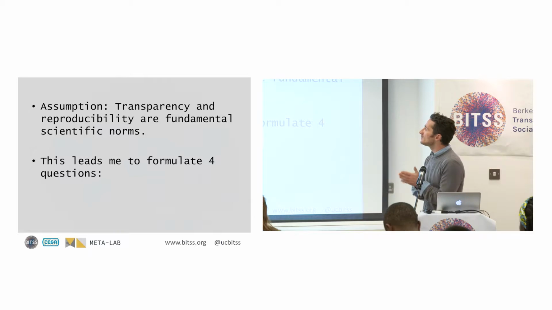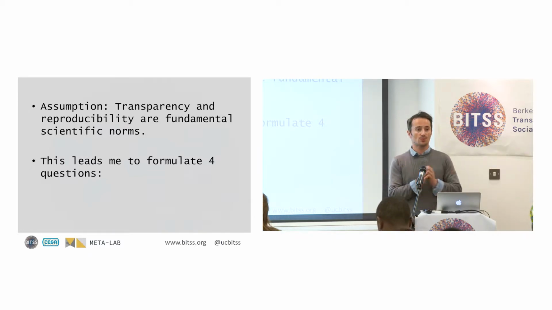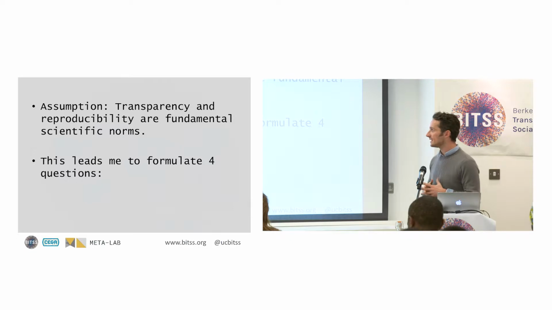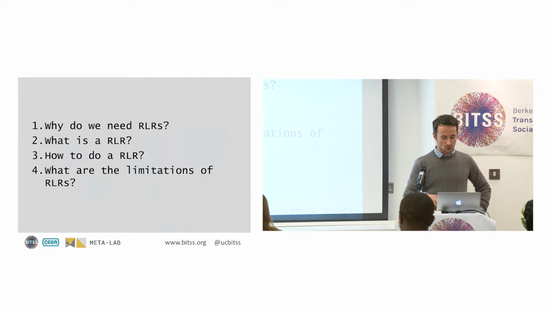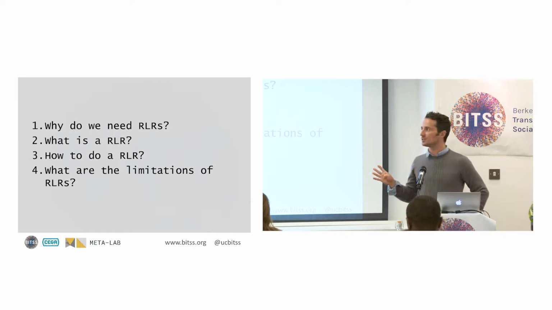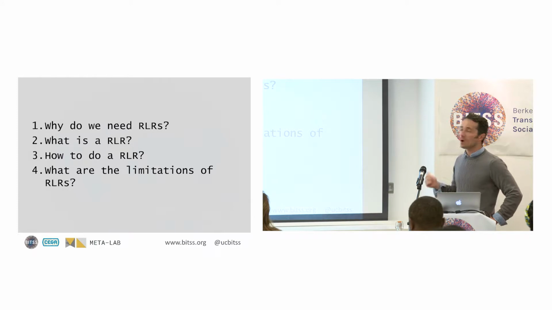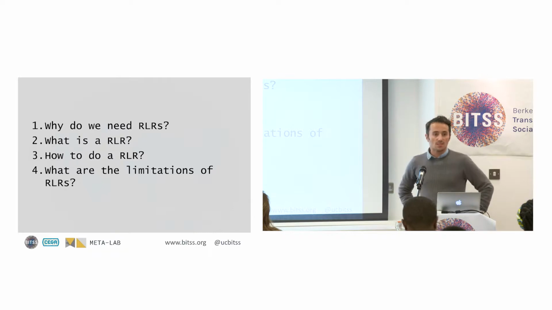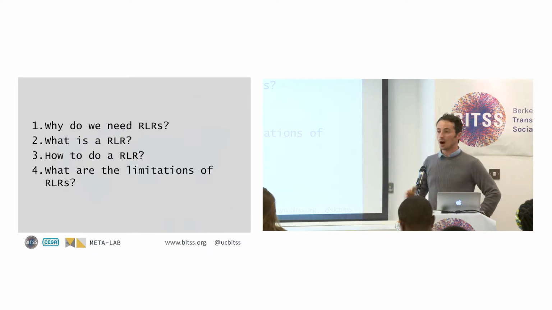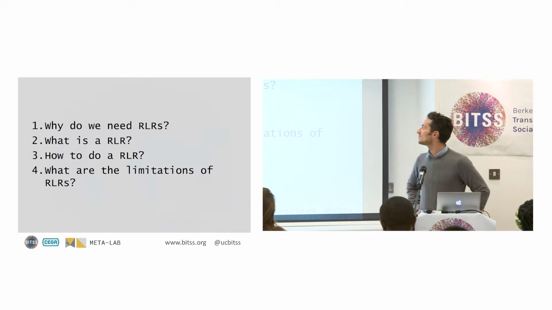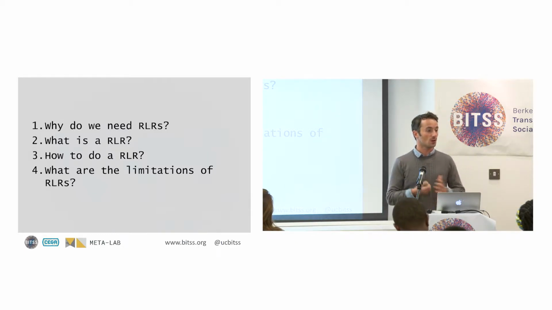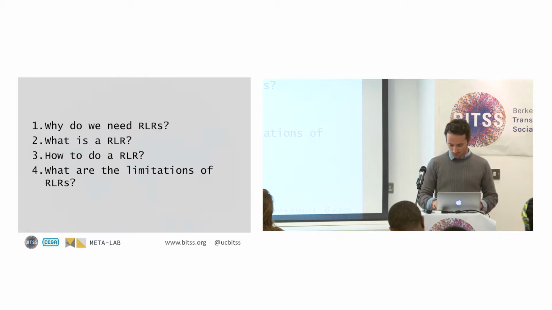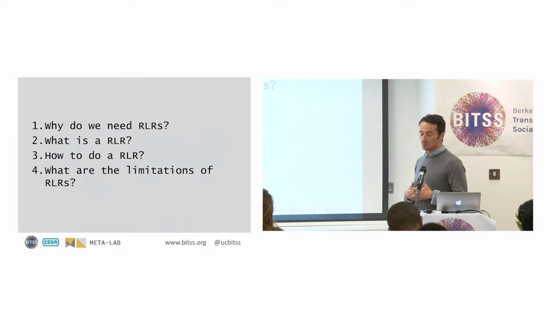Like I said, in this presentation, I'm going to assume that transparency and reproducibility are fundamental norms of science. And this leads me to formulate 4 questions with regards to the literature review. The first question I'm going to tackle is, why do we need reproducible literature reviews? What is a reproducible literature review? How can you do them? And what are the limitations, what are the trade-offs involved? Starting with a justification of the reproducible literature review.